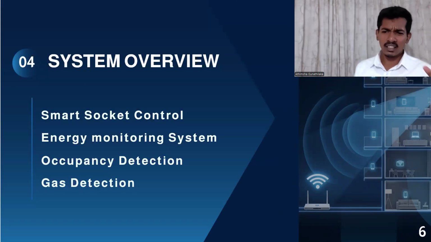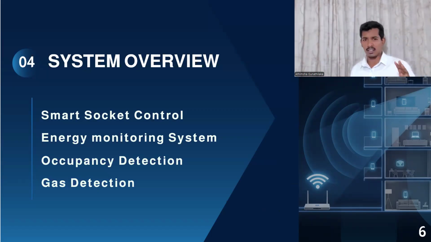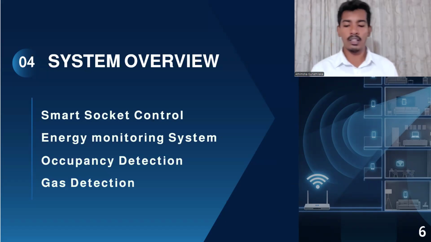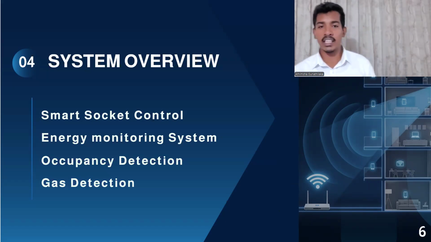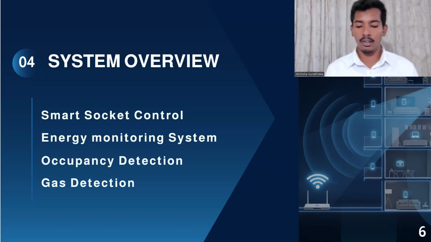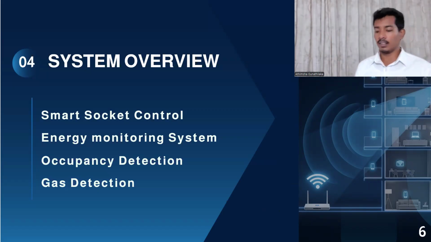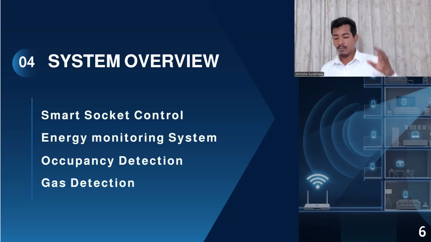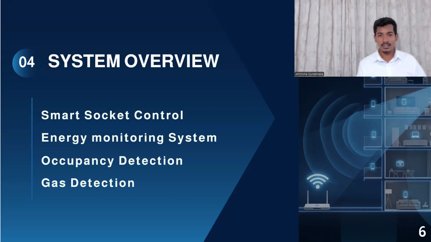VoltLink is built around 4 core functionalities. A smart socket system, which lets users remotely switch appliances, an energy monitoring system for real-time tracking, occupancy detection to check whether the room is actually in use, and gas detection for safety. They form one unified smart space solution.